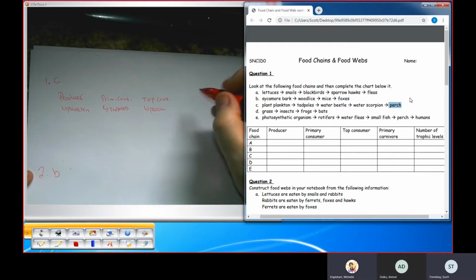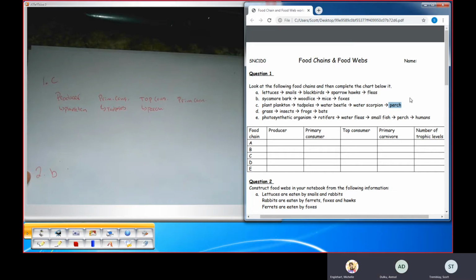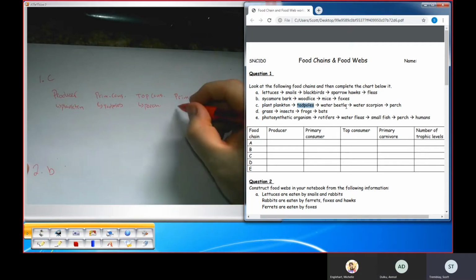Okay, the primary carnivore. So we just have to put it in the correct spot. Yeah, that's right. So the primary carnivore is, when we go down here, the first organism that's eating a consumer, right? So this is a producer. So tadpoles is our first consumer. So who's eating that first consumer is the beetle. And that would be our primary carnivore.